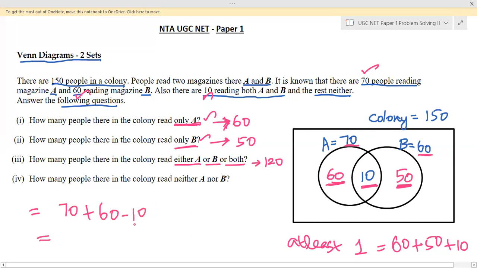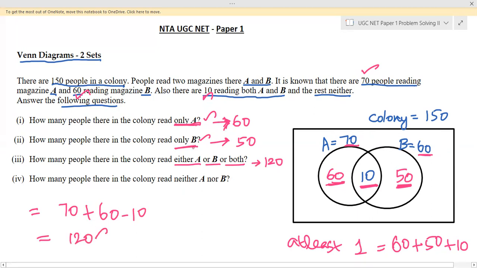Actually, why we have to subtract this 10 here? There's a good reason, because if I take this 70 plus 60, that means I'm double counting this 10. Is it or not? Because this 70 also carries this 10. The 60 also carries this 10. So for that reason, when I do 70 plus 60, to avoid the double counting, I'm just subtracting this 10 once. So still you get the same answer. 130 minus 10 would give you 120. And that's again our answer for the third question.